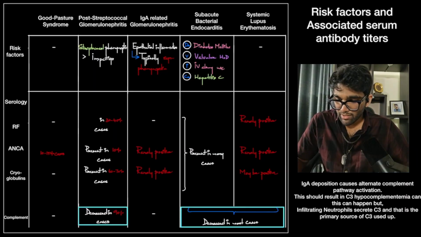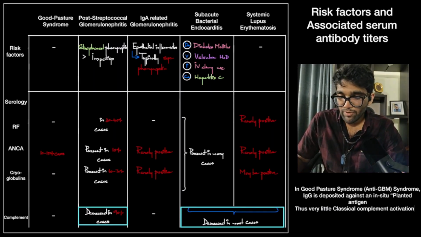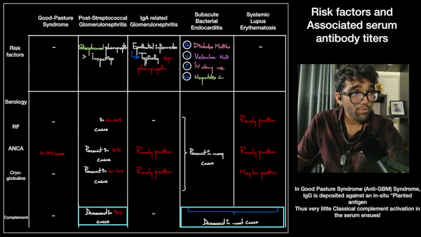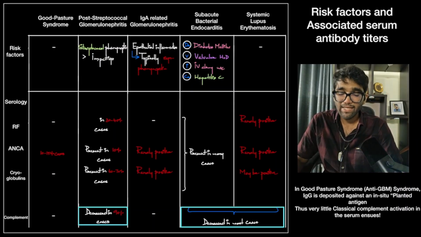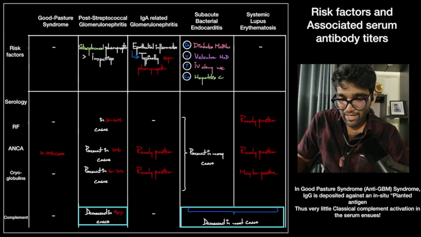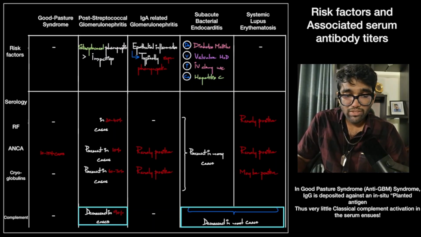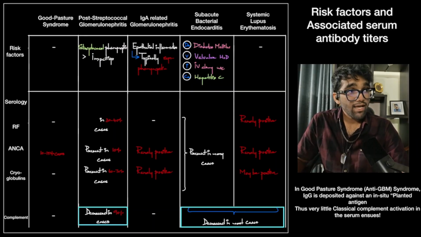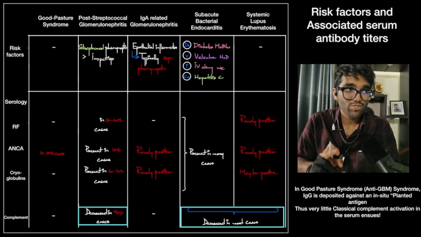Now, next, in Goodpasture syndrome, IgG is deposited against in situ planted antigens. Okay, so there is very little classical complement activation in serum. So in Goodpasture syndrome, you would not expect any reduction in serum complement, and that is what generally happens. So again, like I said, if complement is low, think of these three entities: PSGN, subacute bacterial endocarditis, and SLE. If complement is normal, think of Goodpasture syndrome and IgA glomerulonephritis. Especially if C3 in isolation is decreased, think of IgA glomerulonephritis and also post-streptococcal, and we'll come to that.